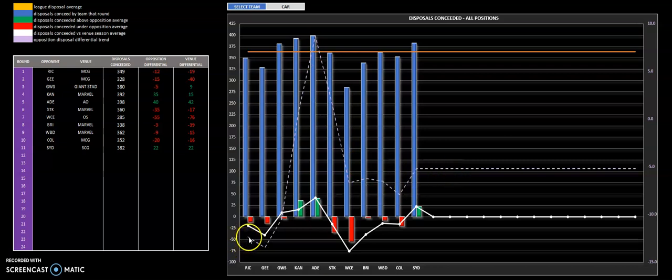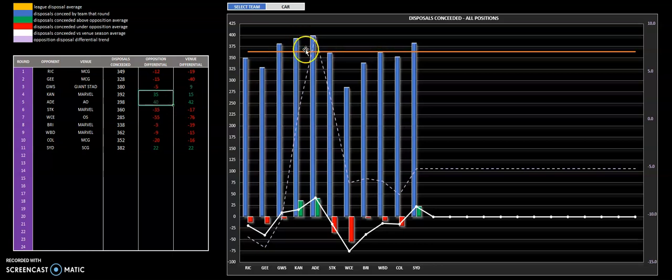So you can see they started off, and this is actually on the axis over here, at minus 12.4. They then, by round two, their average was 13.5 below, keeping the opposition 13.5 below the normal average. Then they started to really give up lots of disposals in this space here. And you can see the average actually peaked here at about 8.7. So by the end of round four, they were giving up 8.7 more.